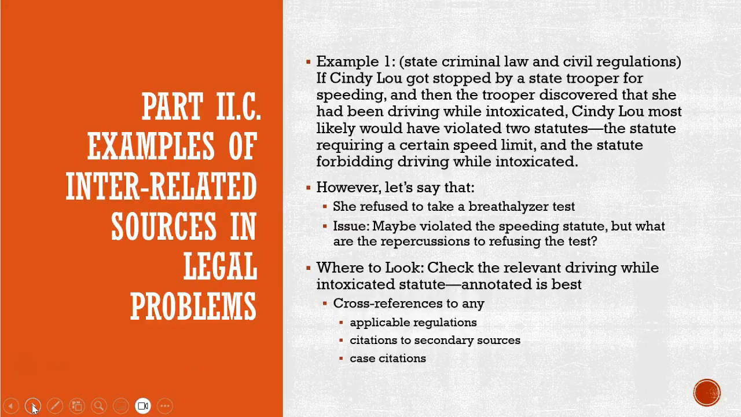Okay. So, interrelated sources in legal problems is explained here. We have example 1, state criminal law and civil regulations, as the subject of this. So Cindy Lou got stopped by a state trooper for speeding. And then the trooper discovered that she had been driving while intoxicated. Cindy Lou most likely would have violated 2 statutes: the statute regarding speed limit and the statute forbidding driving while intoxicated.